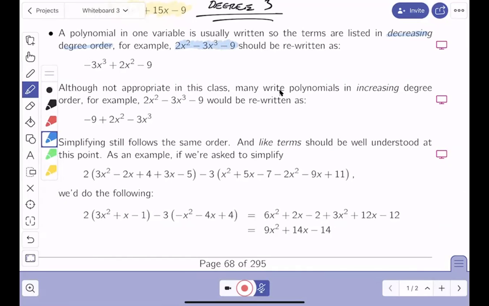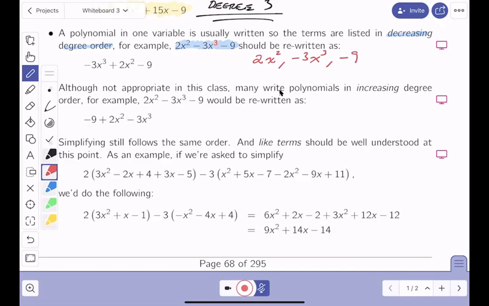And what's the degree of this thing over here? Let me point it out to you. It's degree 3. So what do they do? They rewrite the polynomial. That's 3 terms. Let me point out what those 3 terms are again. One of the terms is 2x squared. The other term is minus 3x cubed. And the last term is going to be minus 9.